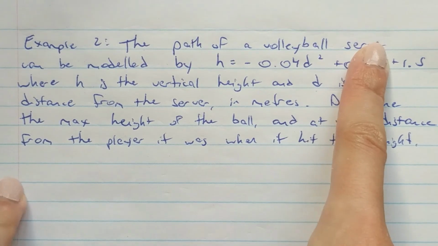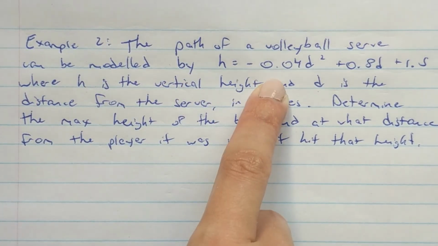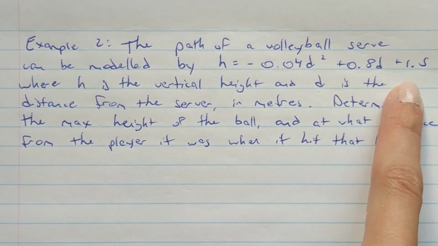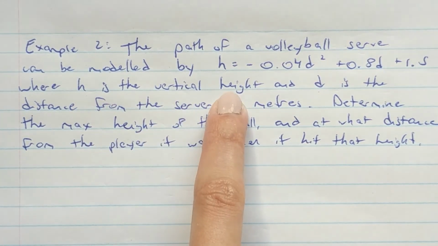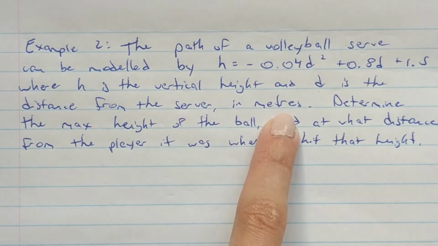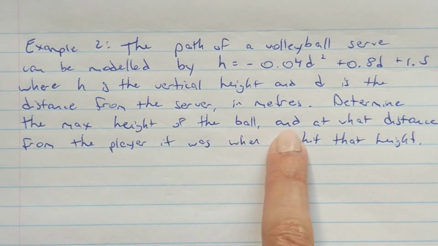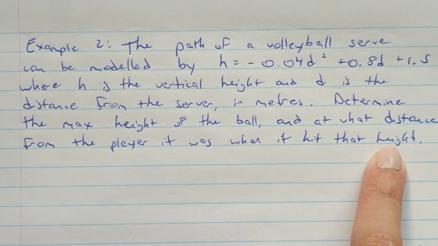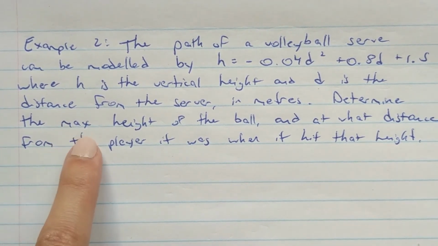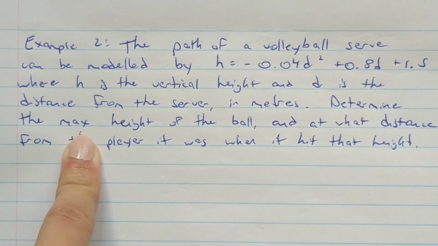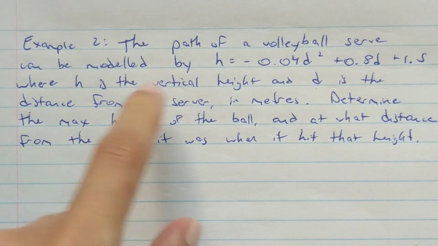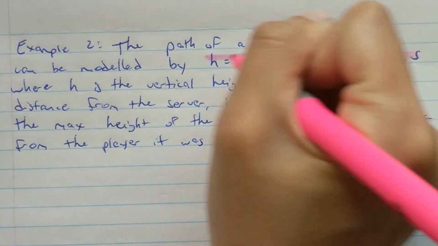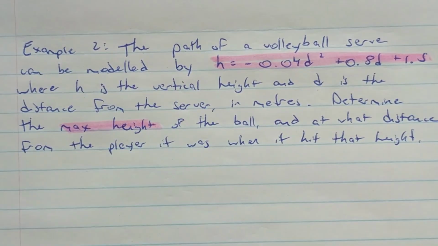The path of a volleyball serve can be modeled by h is equal to negative 0.04 d squared plus 0.8 d plus 1.5, where h is the vertical height and d is the distance from the server in meters. Determine the max height of the ball and at what distance from the player it was when it hit that height. Okay, so again, we are looking for the vertex here because my question specifically said max height. That's what we were going for. Okay, and so we have been given an equation here. We can start by moving it immediately into vertex form by completing the square.